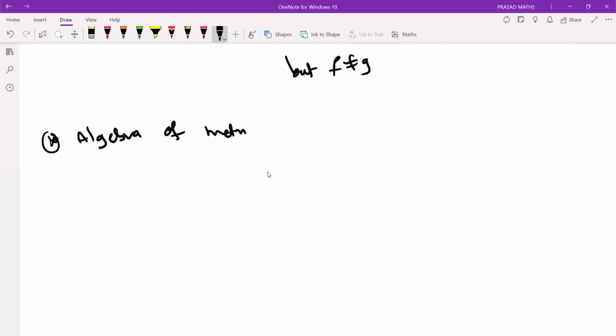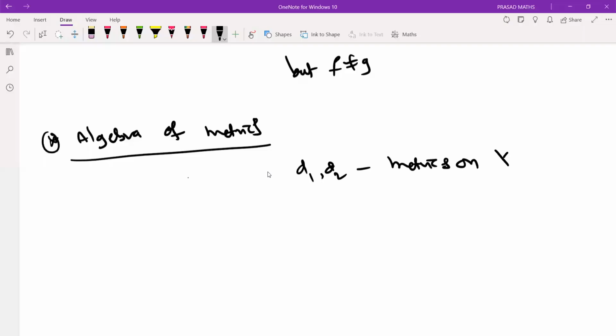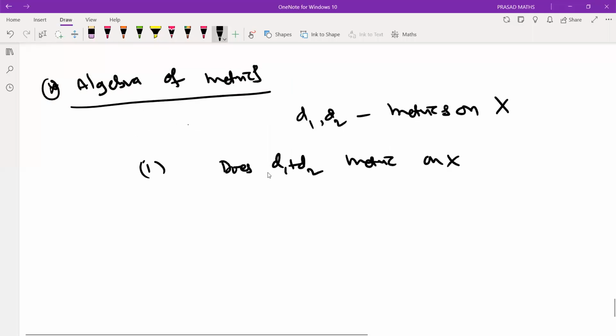Matrix. Right? First question before going to this. Okay. First one. Suppose D1, D2 are metrics on a set X. Does it mean that the sum of two metrics is again a metric? So to answer this question, the idea is very trivial. You can take this as D equals d1 plus d2.